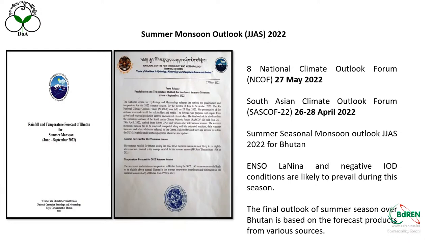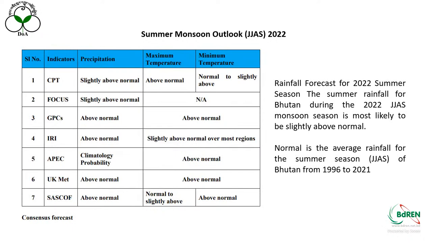Almost all models predicted that the precipitation would be above normal, and it was concluded that the maximum and minimum temperatures would be slightly above normal. So the rainfall forecast for the 2022 summer season for Bhutan was decided to be slightly above normal. And when we talk about the normal range in Bhutan, it is the average rainfall for the summer season of Bhutan from 1996 to 2021.